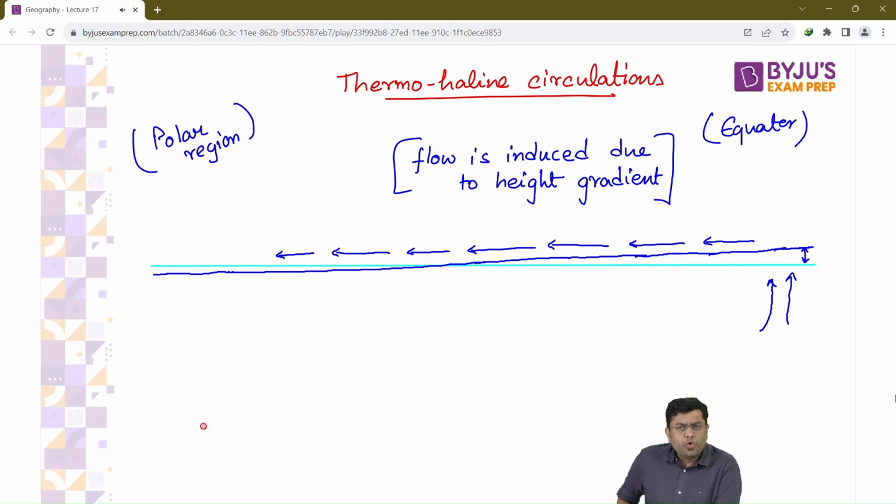Now, as it is flowing to the polar area, it is getting colder and colder. Then, after a point of time, it will come to a region where it starts freezing up, isn't it? It will come to a point where it starts freezing up. So, let's suppose here you have the freezing.